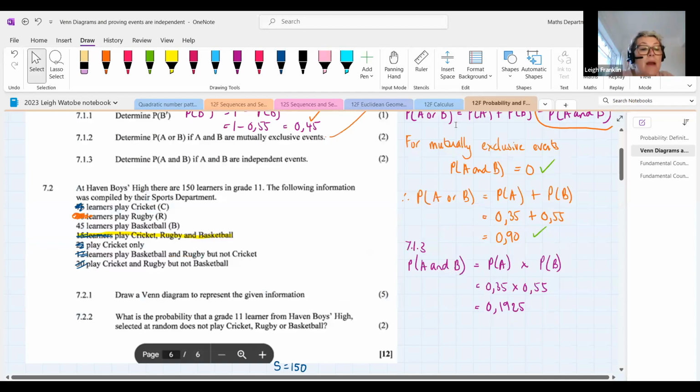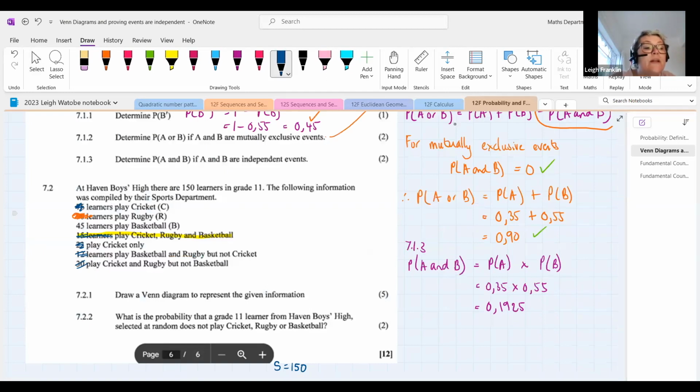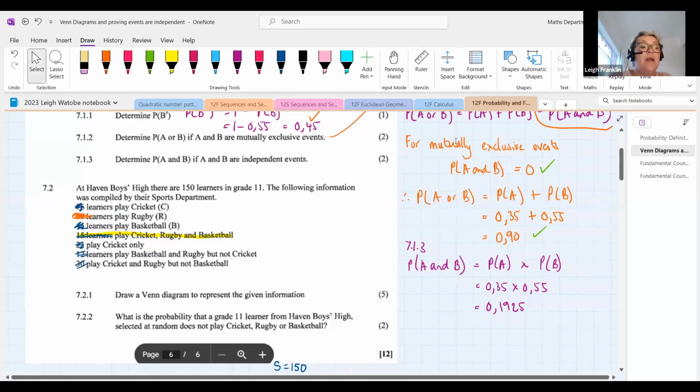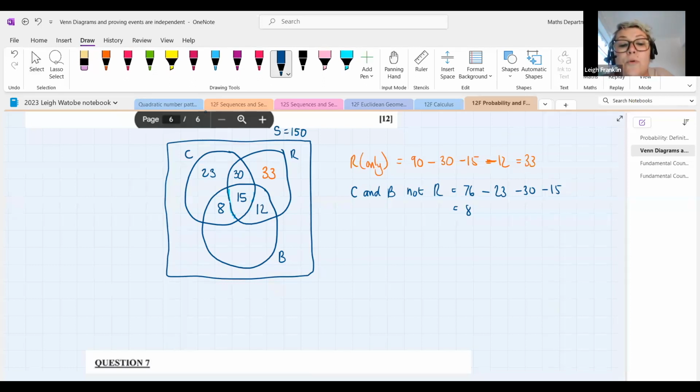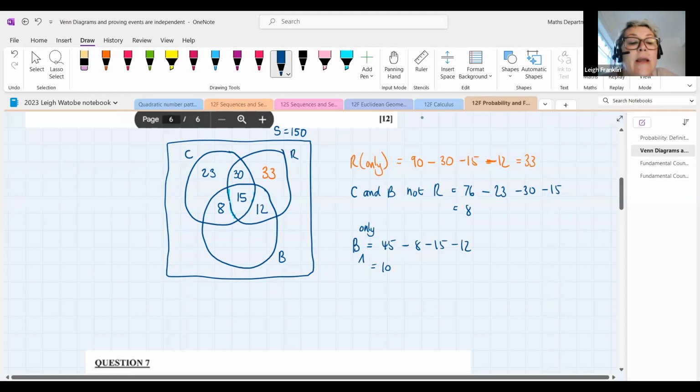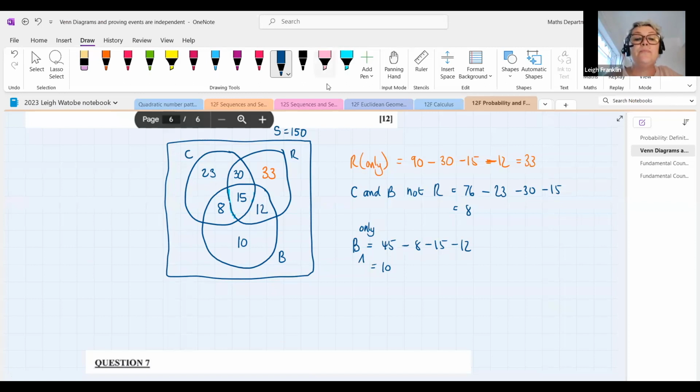And then when we go back up here, what have we not used? The only thing that's still there, 45 learners play basketball. Okay, so 45 learners play basketball. So basketball, we would have 45 minus 8. Sorry, basketball only is what we're trying to calculate. It would be 45 minus 8 minus 15 minus 12. Good. Okay, so that would be 10 people. Now we've got to be careful. Good. Well done, Nolwazi. Well done, Renee.